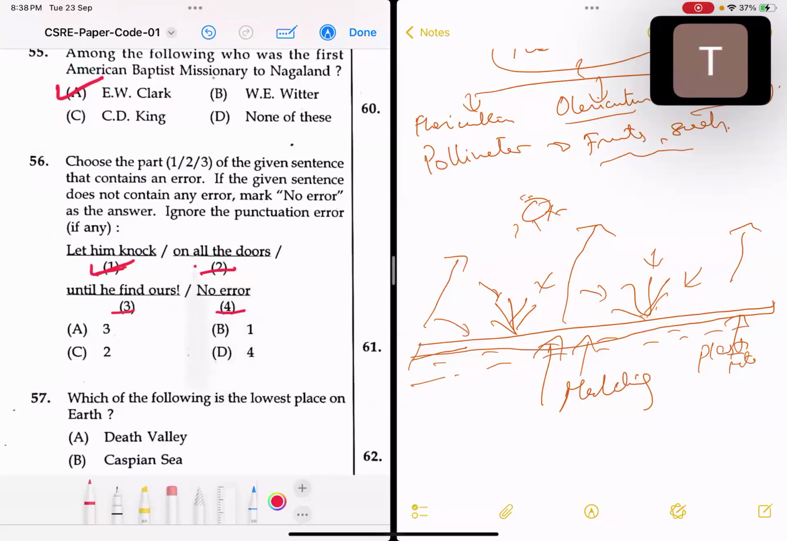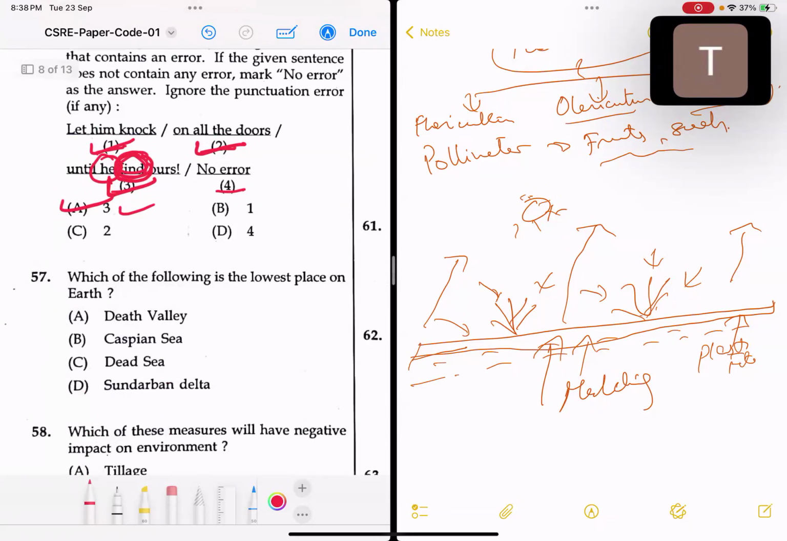On all the doors. This is also correct, right? Until he find ours. Now see, this is singular, right? Third person. Now, when we say singular third person, the verb has to come in the proper form, right? Now, it should actually be let him knock on all the doors until he finds ours, right? So here the error lies, right? Find should be finds. So the correct option is 3. 3 should be option A, right?